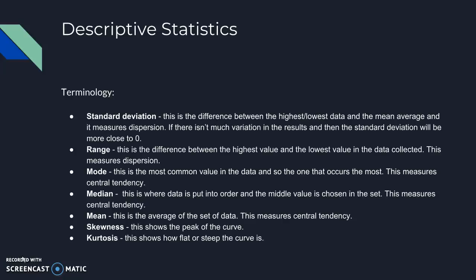Median. This is where data is put into order and the middle value in the set is chosen. This measures central tendency. Mean. This is the average of the set of data, which also measures central tendency. Skewness. This shows the peak of a curve, and kurtosis shows how flat or steep a curve is.